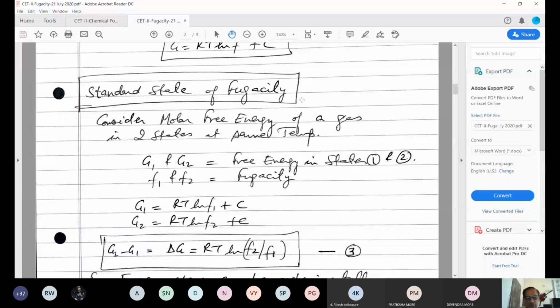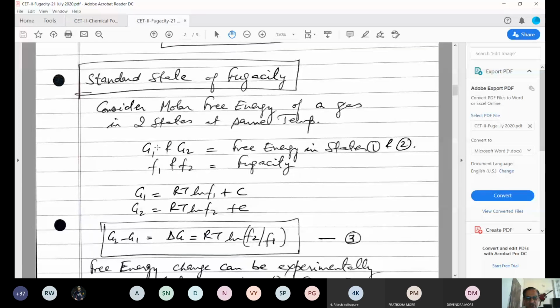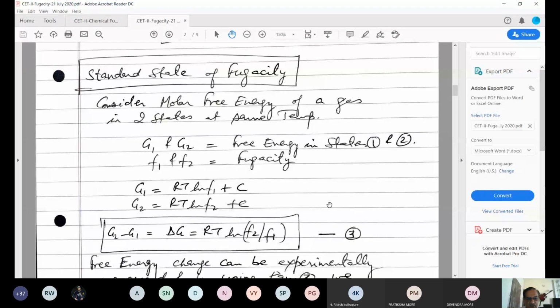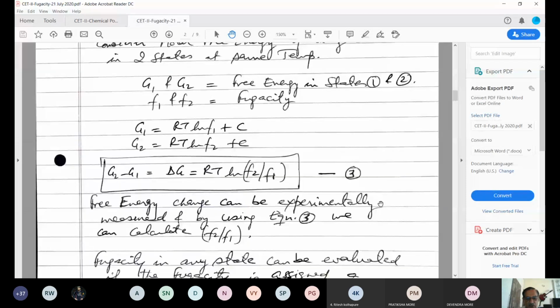So let us see two states, say state 1 and state 2. Gibbs energy is G1 in state 1, G2 in state 2, and fugacity is F1 in state 1, F2 in state 2. So you can write this equation for both the states. G1 is equal to RT ln F1 plus C, G2 equal to RT ln F2 plus C. So if you take a difference, G2 minus G1, which is change in free energy, is equal to RT ln F2 by F1. C will cancel out. Right? So free energy change can be experimentally measured by using equation 3. We can calculate F2 by F1. So if you can measure delta G, then we can calculate F2 by F1.